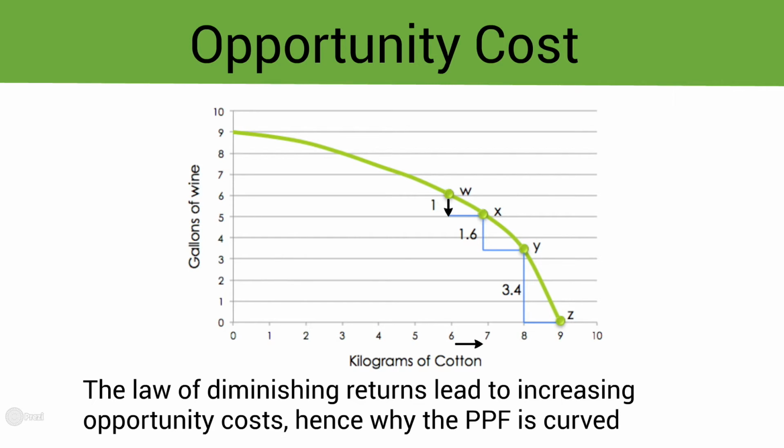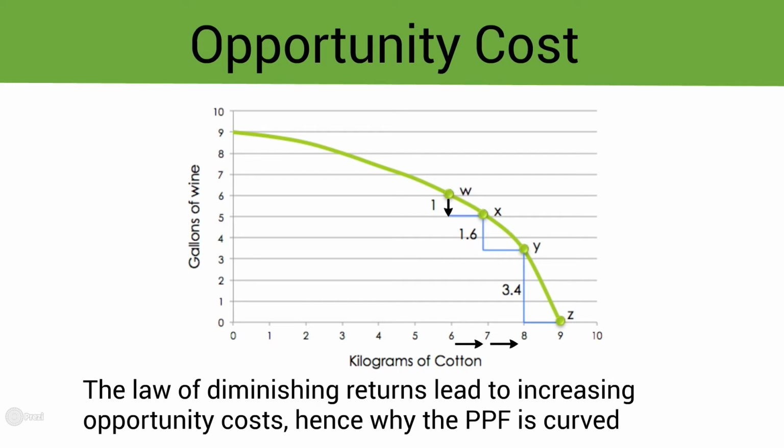So now we'll look at point X, and we want to see what the opportunity cost of 1 kilogram of cotton is at this point. So we're moving from point X to point Y. We work out the opportunity cost in the same way as before. So we see how much wine was produced at point X and compare it to how much wine is produced at point Y, which tells us how much wine has to be given up in order to gain 1 kilogram of cotton.